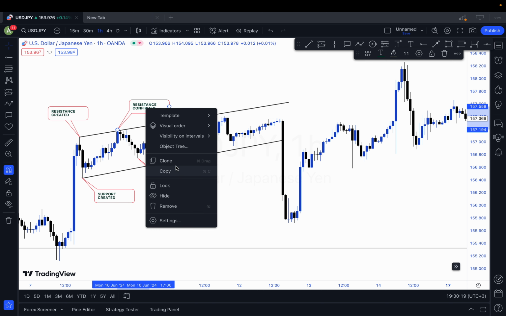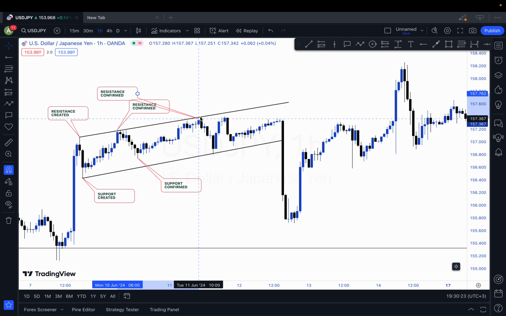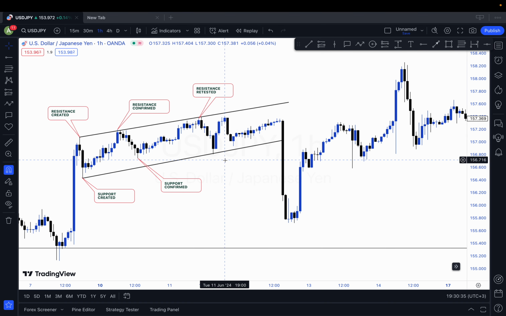So we have resistance retested. Can you see that? We retested the resistance over here, and we still did the same thing. We did what? We sold. Retested. So the same thing here, support retested, and we actually have the market ranging over here before we sold.